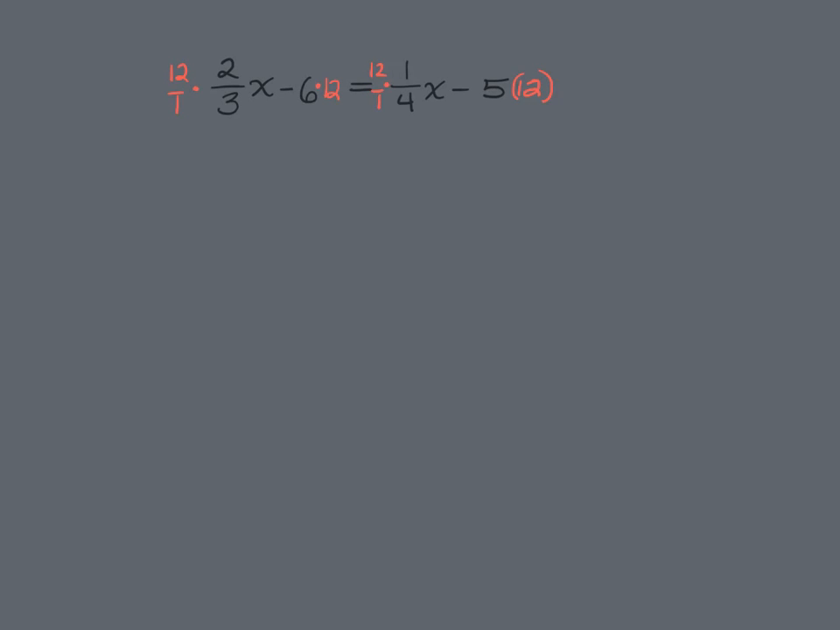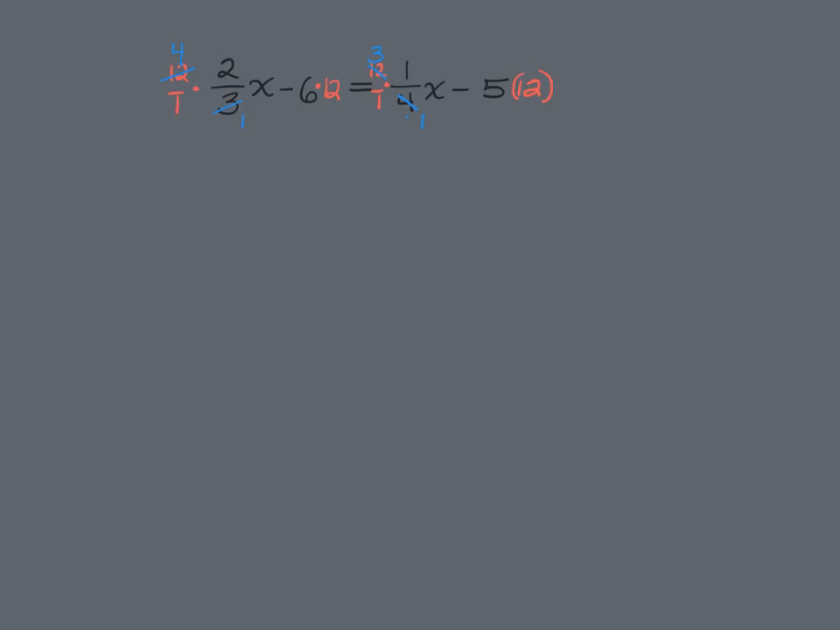So now what I can do is I can now reduce. The reason I did it by a multiple is because my two denominators are going to get eliminated. 3 goes into 3 one time. It goes into 12 4 times. Then if I go over here, 4 goes into itself once. It goes into 12 3 times.